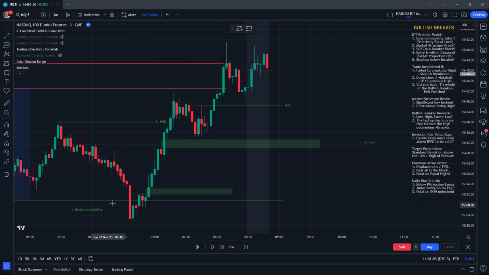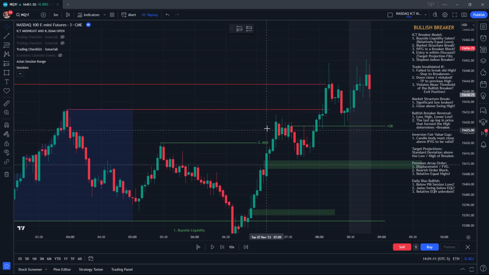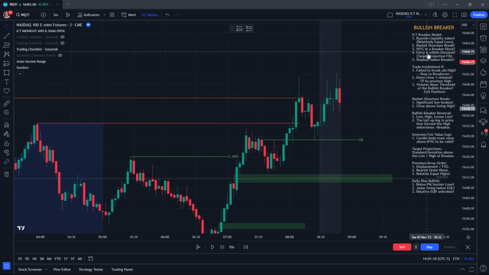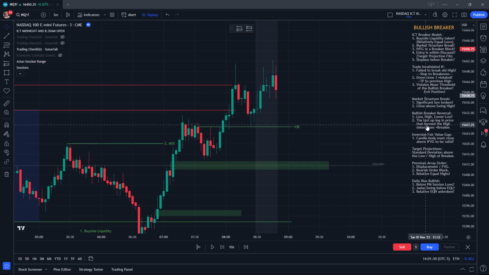We've got buy side liquidity being taken here, we've got the market structure break through there, and once it comes above here, I think that's the break of structure. Entry is within a discount. However, in order to do that, we need to identify the breaker block, which is what this strategy is based on. So bullish breaker, there'll be a low, high, then a lower low.